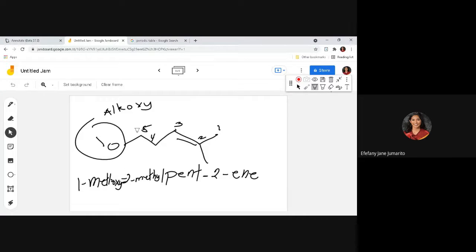Then dash 2-methylpentene. Oh, sorry. What should it be? We have 5-methoxy. Okay, 5-methoxy. So we have 5-methoxy. Then okay, so we made a mistake, class. Is this correct? We have a mistake in our numbering.